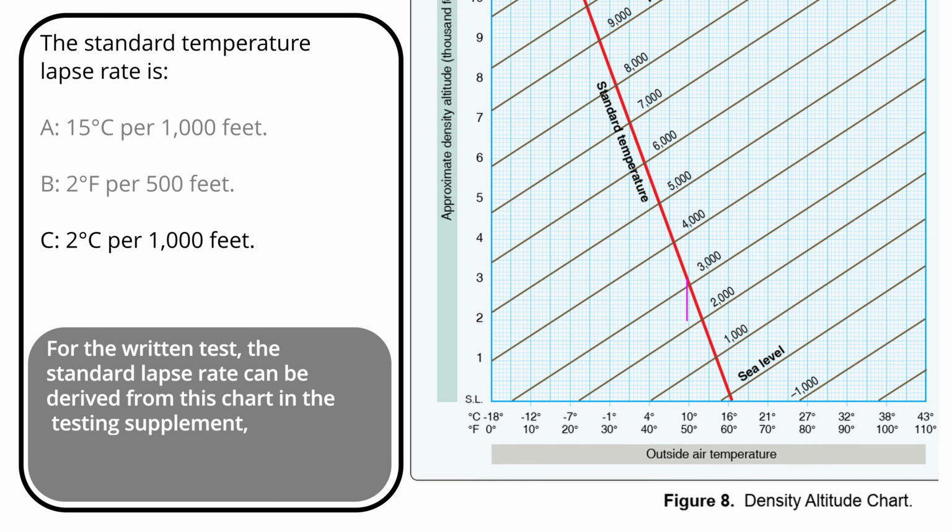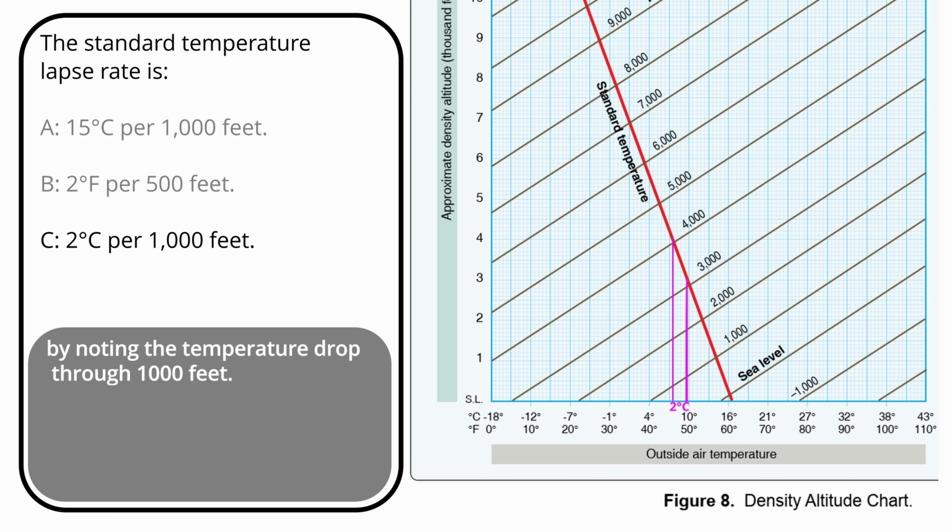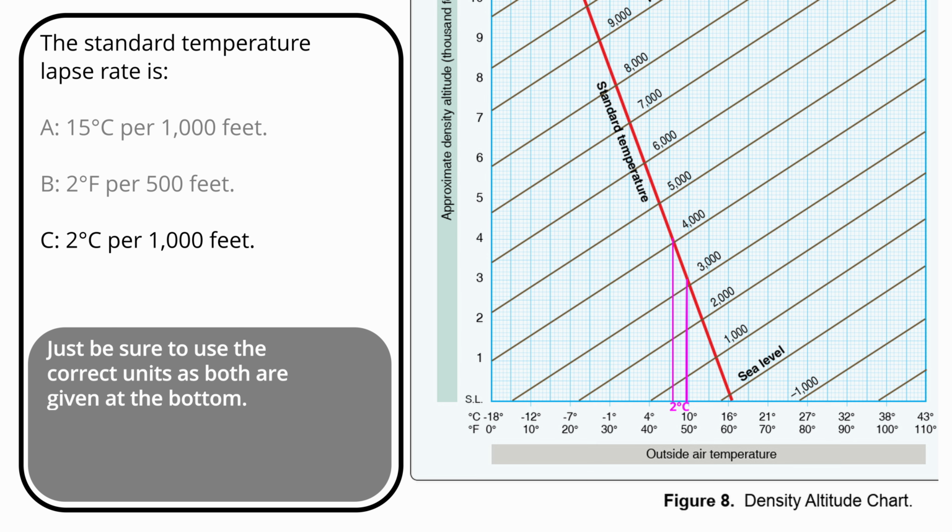For the written test, the standard lapse rate can be derived from this chart in the testing supplement by noting the temperature drop through 1,000 feet. Just be sure to use the correct units, as both are given at the bottom.